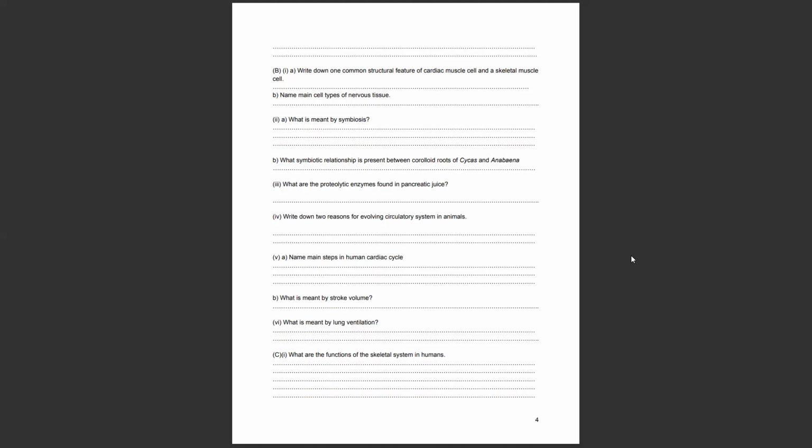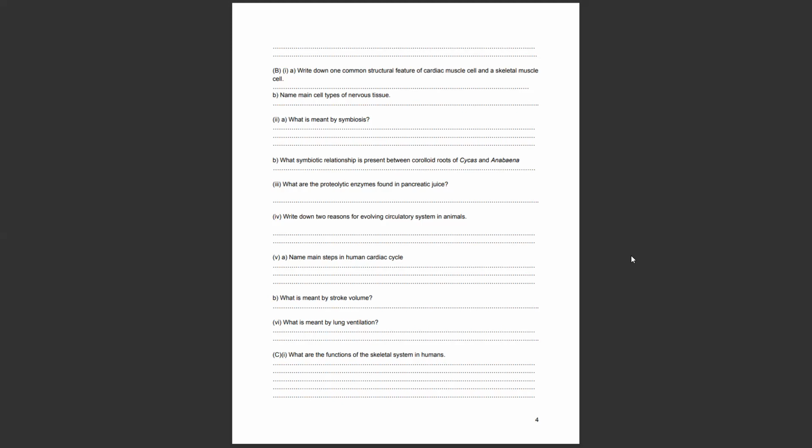1 mark. What are the proteolytic enzymes found in pancreatic juice? Trypsinogen and chymotrypsinogen. 2 marks.